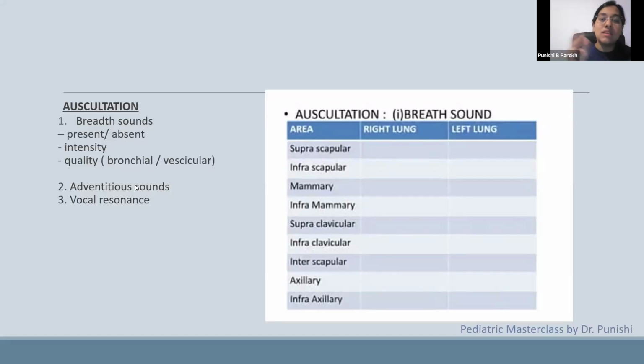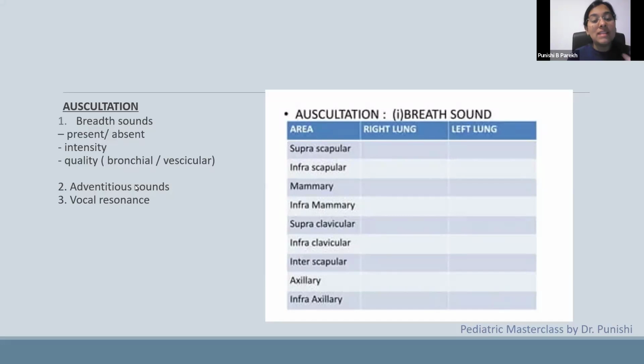Vocal resonance is the equivalent of your tactile vocal fremitus, where you put the ulnar border of your hand on the chest and either make the patient say 111 or you hear the child crying. If you do the same thing with the stethoscope and auscultate, it's the equivalent of vocal resonance.